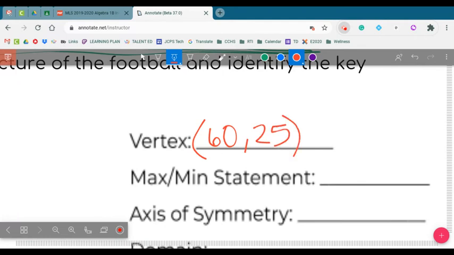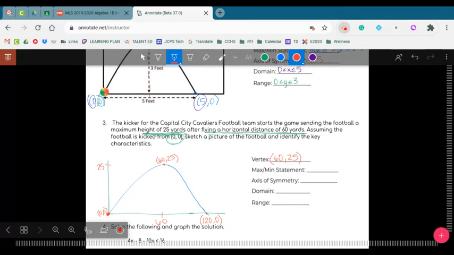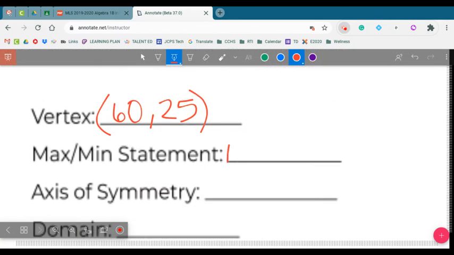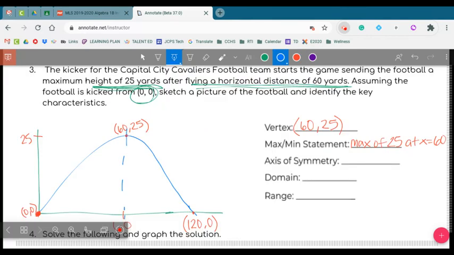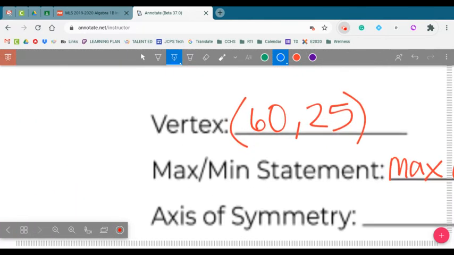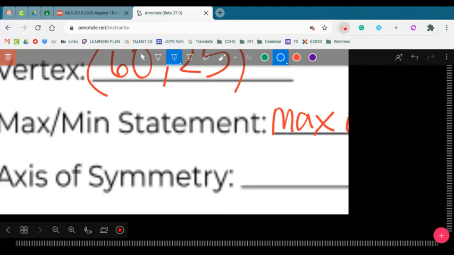And looking at this, is it our max or min? It's the topmost, the maximum point. It's not a min, it's our max. So it's going to be a max of 25, because that's the max of my y value, at my x equals 60. Axis of symmetry is that imaginary line, which would be the 60. So it's going to be x equals 60.